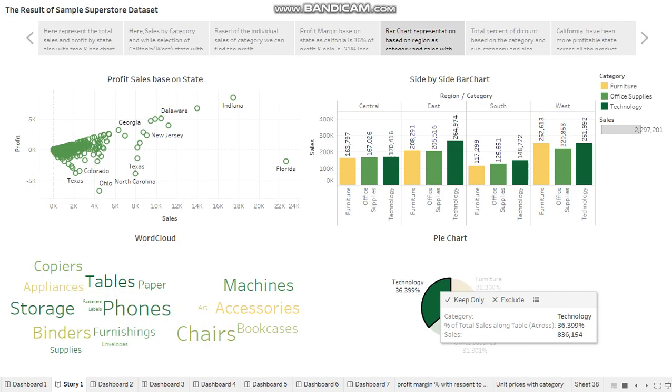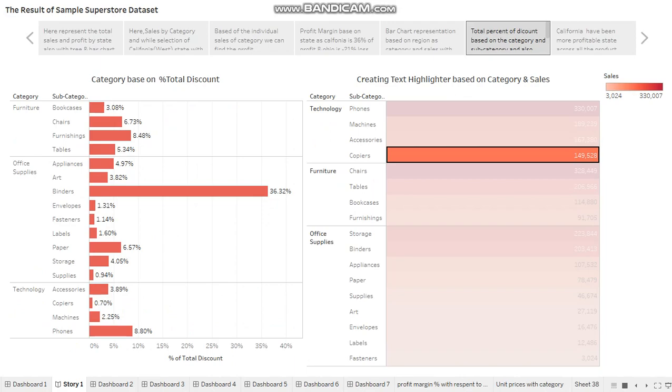Next we move on to the discount, where we have the category based on the total discount. You have to see that in furniture, mostly, the furniture has 8.48, the highest percent of discount based on that particular category and subcategories. In that, office supplies, the vendors have the highest 36.3 discount going on over that.